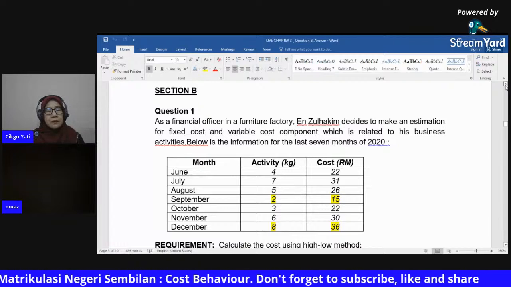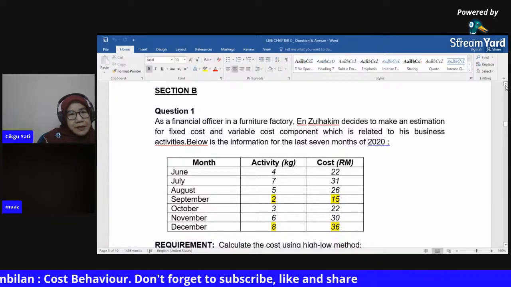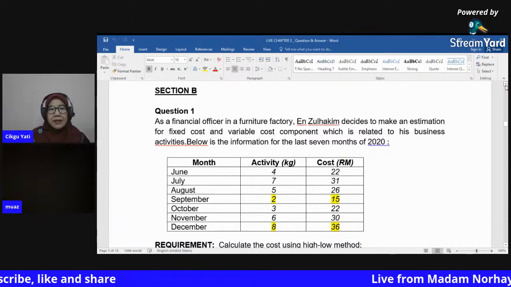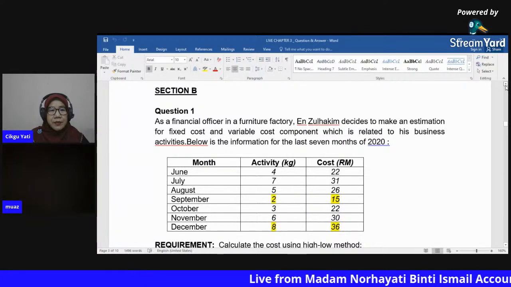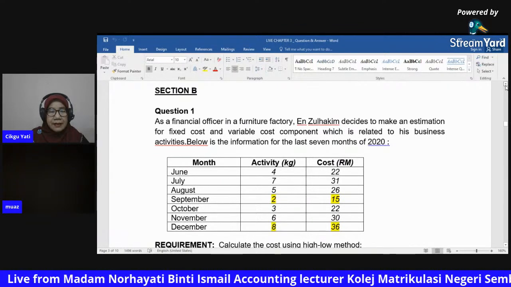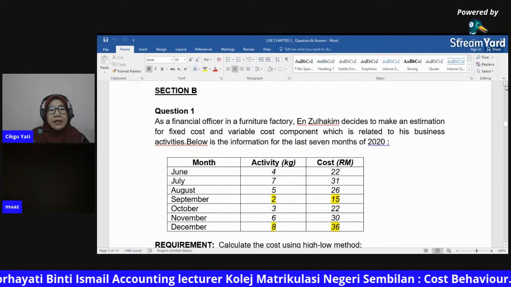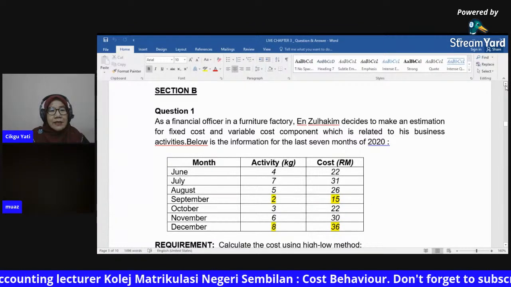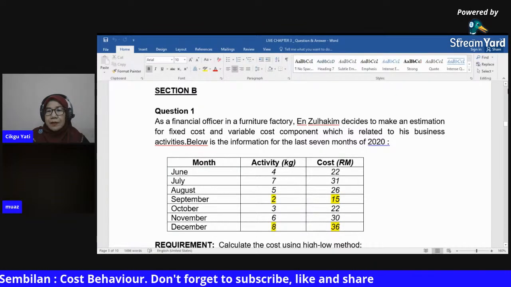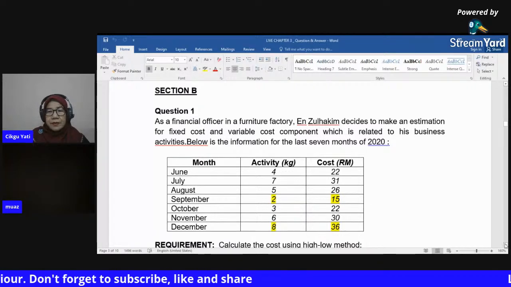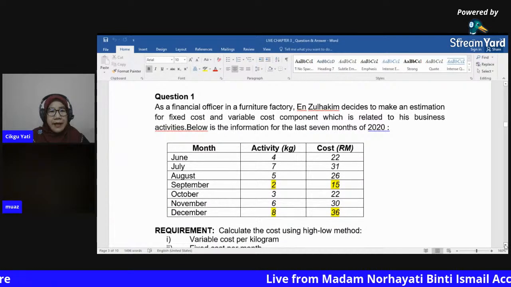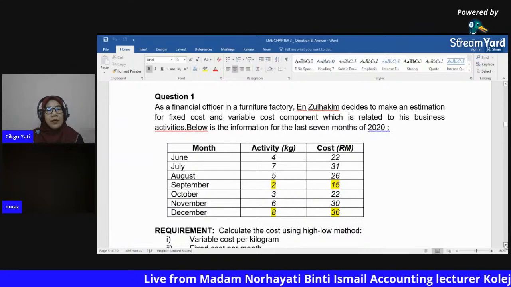Question number 1. As a financial officer, okay. Financial in a furniture factory in Chizul, Hakim decide to make an estimation for fixed cost and variable cost component which is related to his business activities. So given this is the item and the activities for June until December. So we have to use, so requirement, you are required to use high-low method to calculate variable cost per kg. So the activity is using kilogram.